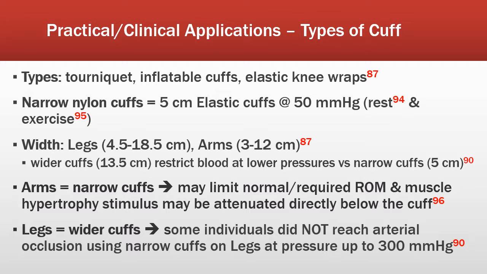Again, the width of the cuff, particularly in the upper extremity, if they cover more muscle mass within the biceps, depending on the anthropometric measurements of the individual, may negate the effects, because we know the strength may be there, but we don't know what the effects are of those muscles directly underneath and proximal to the cuff. Okay, arms, so narrow cuffs, legs, wider cuffs, etc.